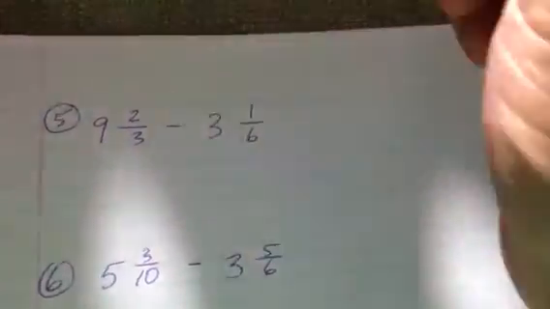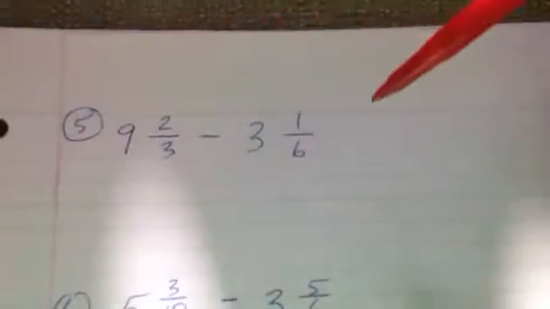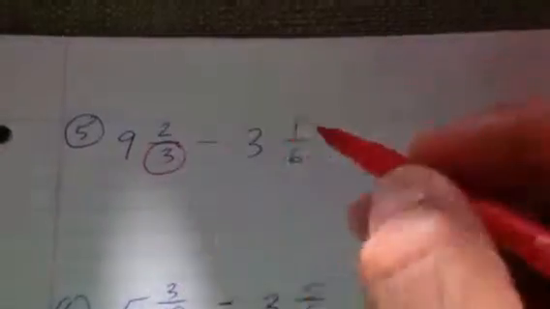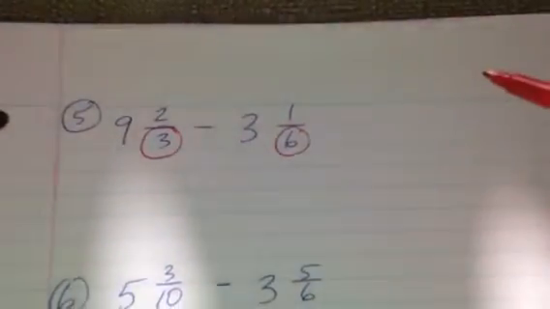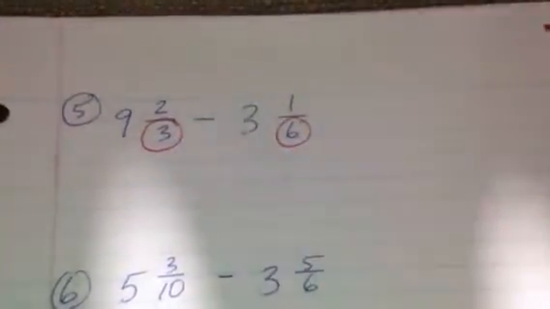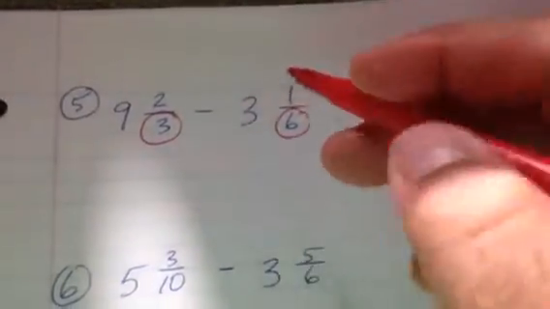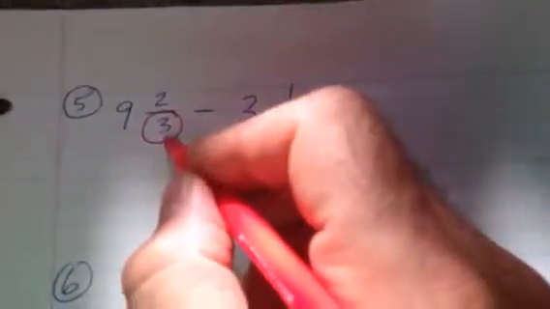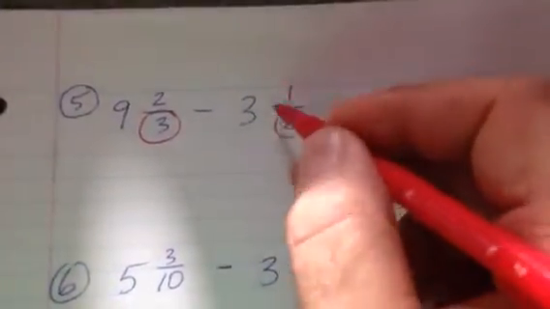Three more examples. So here we have a mixed, take away a mixed. So we have two bottom numbers that are different in the fraction. So we have to ask what number do they both go into? So yes, they go into 12 and yes, they go into 18, but the smallest number is 6. They both go into 6. So this one's already a 6, so we don't really have to touch it.